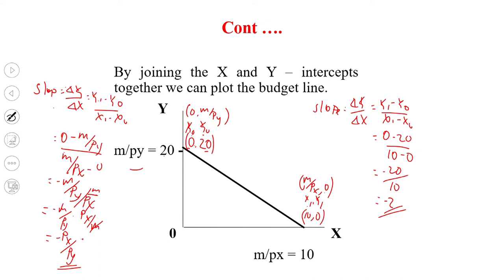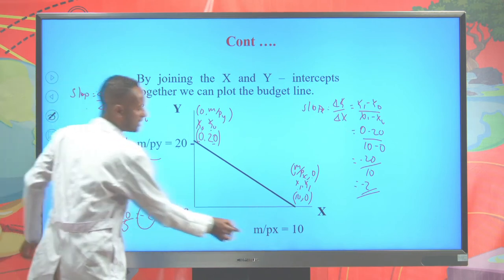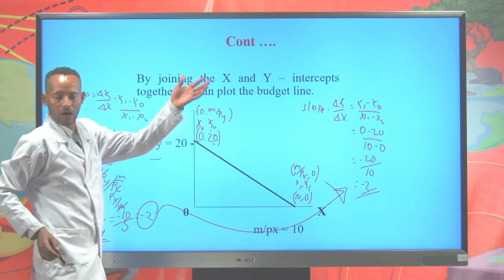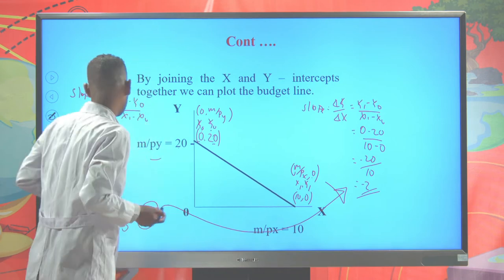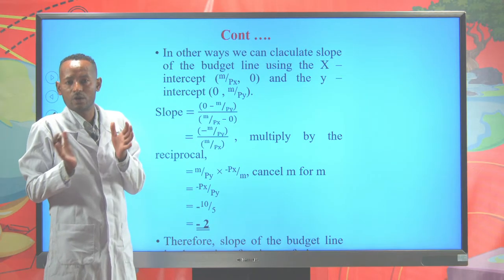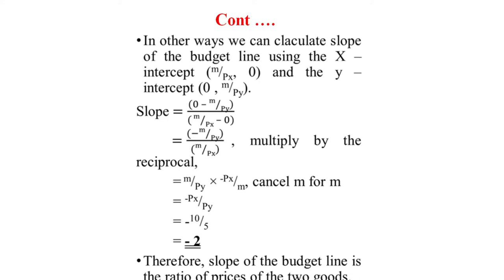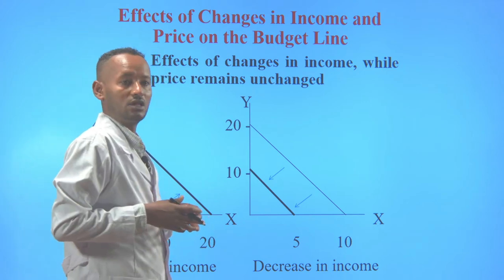And when we substitute the previous example, the price of commodity x is given, which is 10 birr, divided by the price of y, which is also given, 5 birr. And this will give you minus 2, which is similar to what we got with the usual formula of calculating the slope of the budget line. So I showed you the slope of the budget line is the ratio of the prices of the two goods. In other words, we can calculate the slope of the budget line by dividing the price of x by the price of y. Next, let's see the effects of changes in income and price on the budget line.